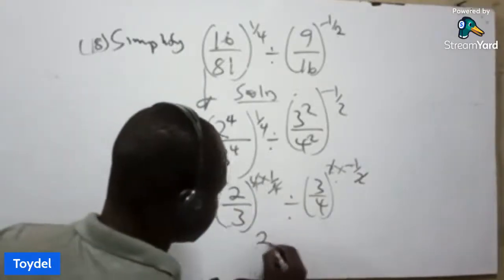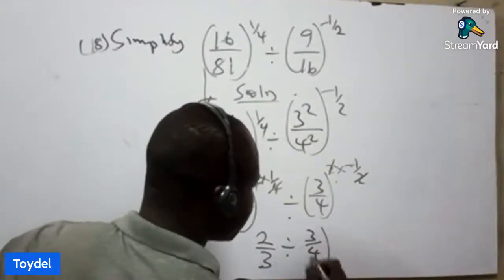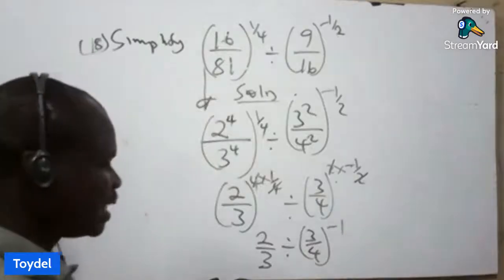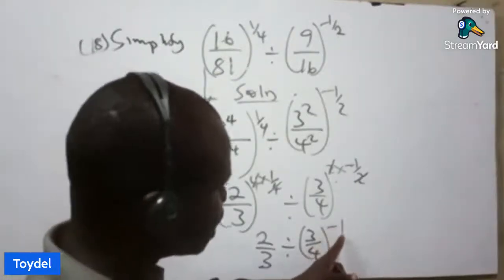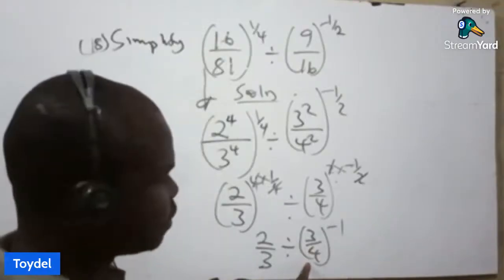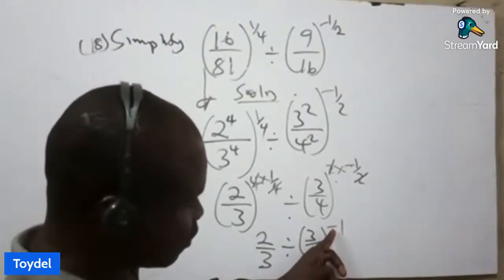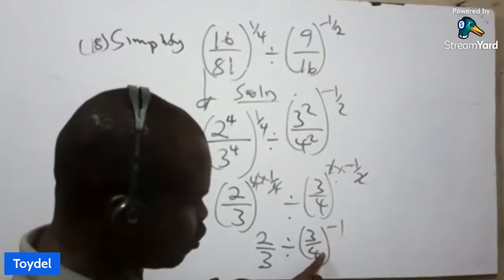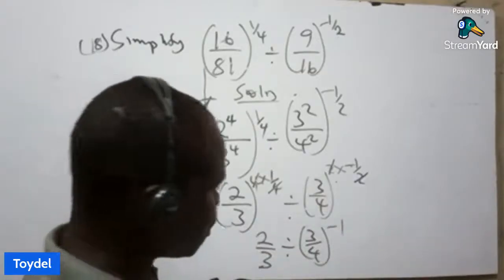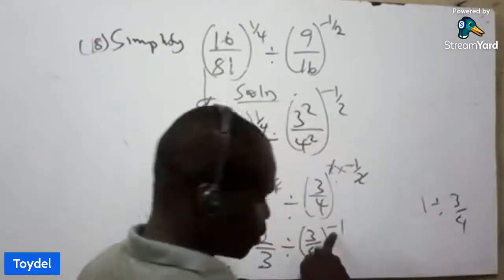So the answer will now be 2 all over 3 divided by 3 all over 4 raised to power minus 1. Please note that if you have the index raised to power minus 1, the implication is that you are going to reverse what you are given. If I want to remove this minus, I will bring the denominator to the numerator and the numerator to the denominator. I will exchange. That's the implication, because this simply means 1 divided by 3 all over 4. That's the meaning of what we have here.